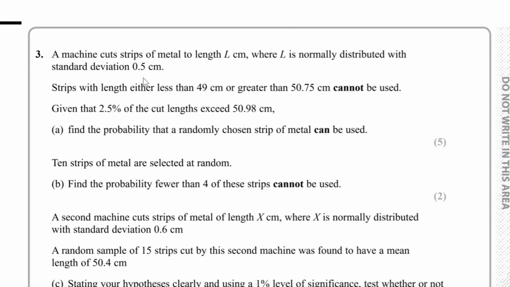Question number 3. A machine cuts strips of metal to length L centimeters, where L is normally distributed with standard deviation 0.5 centimeters. Strips with length either less than 49 centimeters or greater than 50.75 centimeters cannot be used. And given that 2.5% of the cut length exceeds 50.98 centimeters, for part A we have to find the probability that a randomly chosen strip of metal can be used.